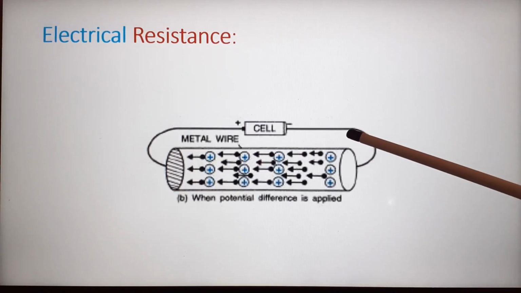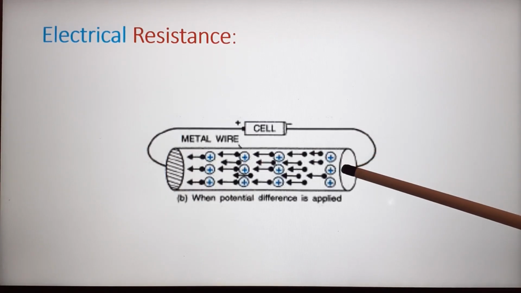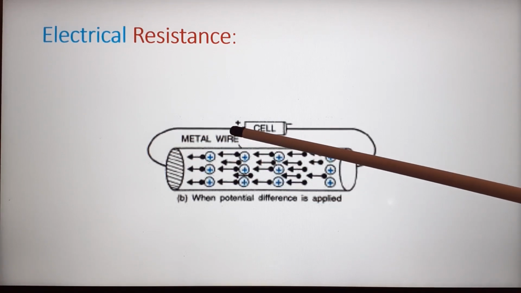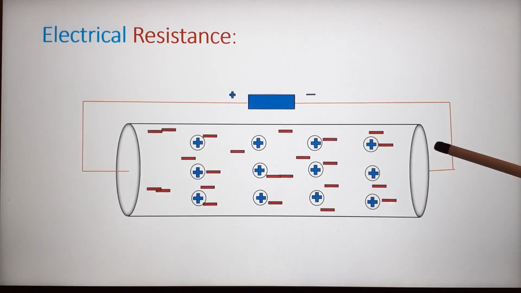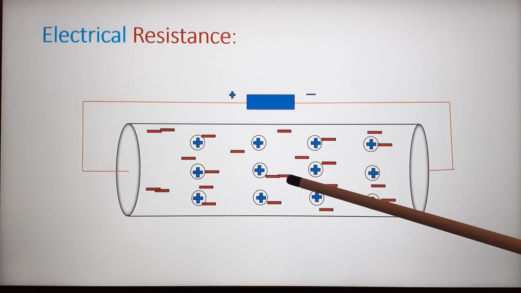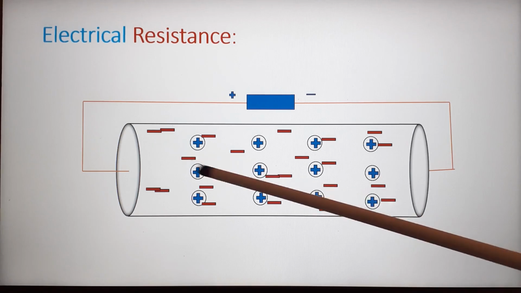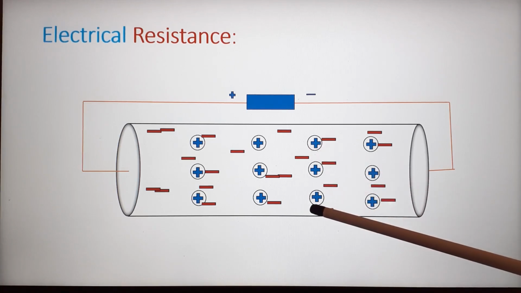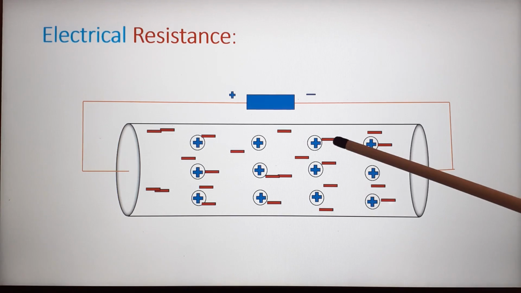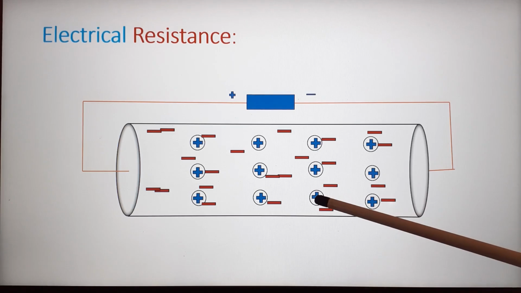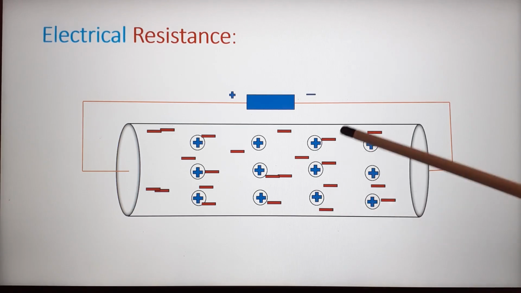But if we apply potential difference across the ends of the wire, electrons start moving from the negative to the positive terminal. Now, when electrons are moving, they are colliding with fixed positive ions and with each other as well. So their kinetic energy decreases and their speed decreases. We can say fixed positive ions are obstructing these electrons from flowing, or that they apply resistance to the movement of these electrons.